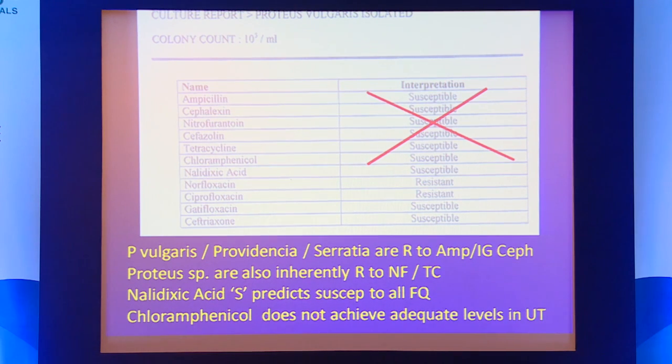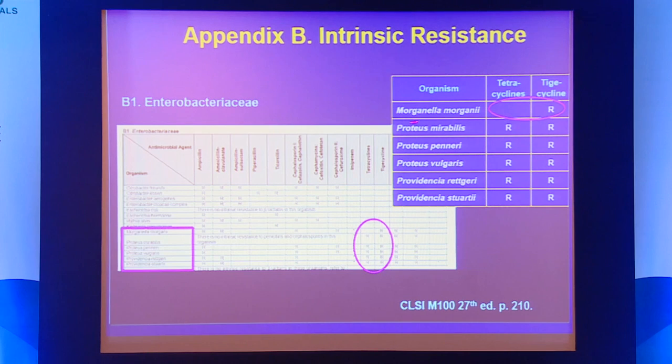And chloramphenicol does not achieve adequate levels in the urinary tract. You also see that tetracyclines or tigecyclines will not work for Proteus. These are inherent. So when you look at gram negatives, E. coli and Klebsiella are different, but as you go down into Proteus, Serratia, Providentia, you find that they have a little more ego than the others.